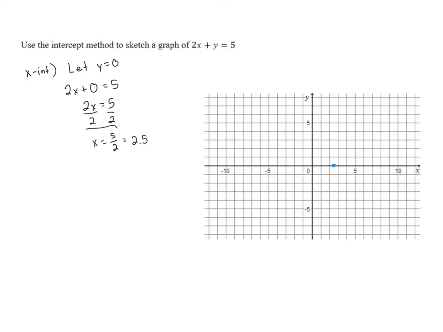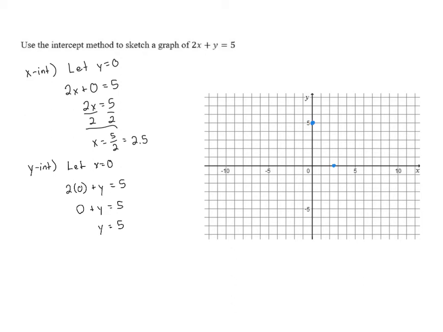Let's find the y-intercept. To find the y-intercept, we have to let x equal 0. If we do that, we've got 2 times 0 + y = 5. I plugged in 0 for x this time. 2 times 0 is just 0, so 0 + y = 5, and 0 + y is the same as y. So we have y = 5, and that's easier because that's a whole number. So we go on the y-axis and we look for 5, and we plot that point.